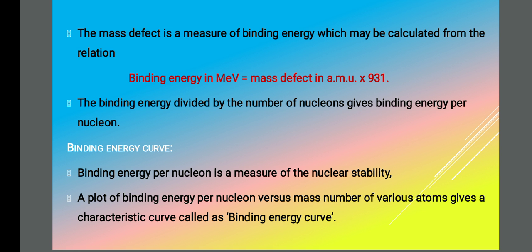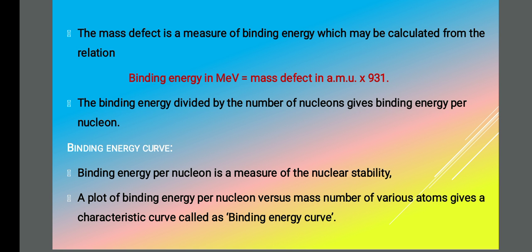I'll repeat. Binding energy is the energy required to break the nucleus of an atom into its constituent protons and neutrons, or we can say it is the amount of energy required to bind the protons and neutrons, or nucleons, within the nucleus. You can say it in any way. Is it clear? And the correlation between binding energy and mass defect is: binding energy in MeV is equal to mass defect in atomic mass unit into 931. So now we are going to see about the binding energy curve.